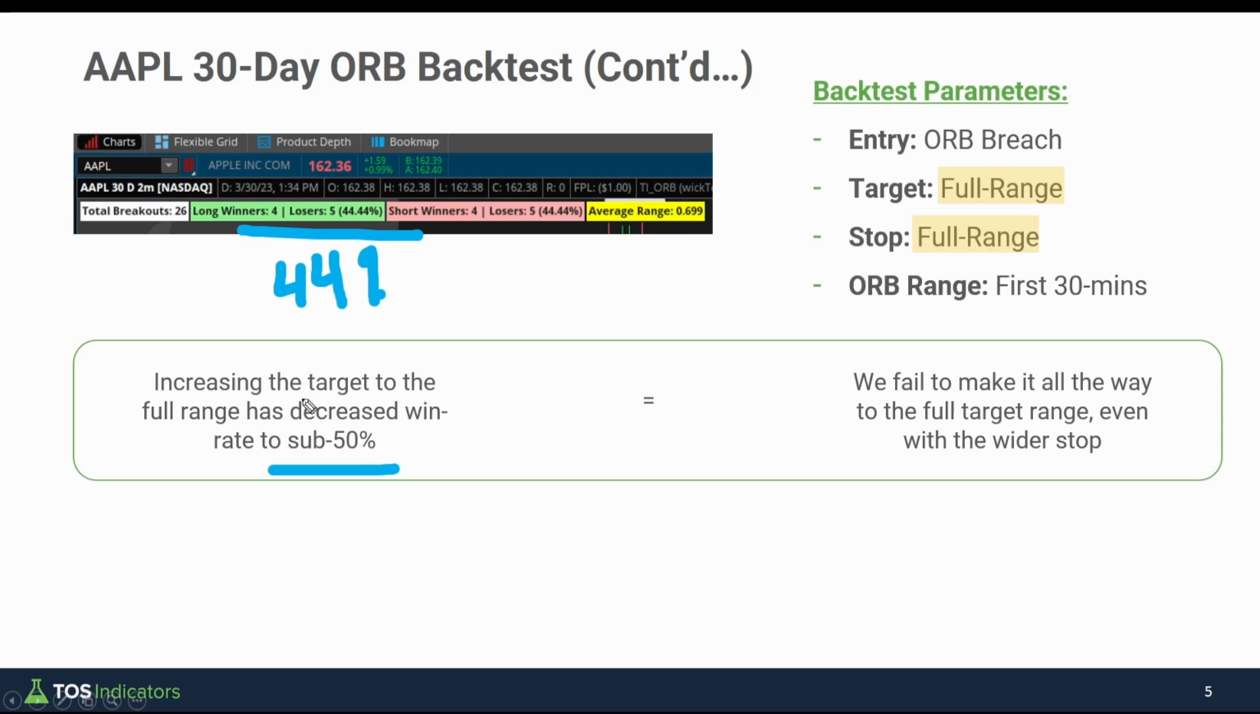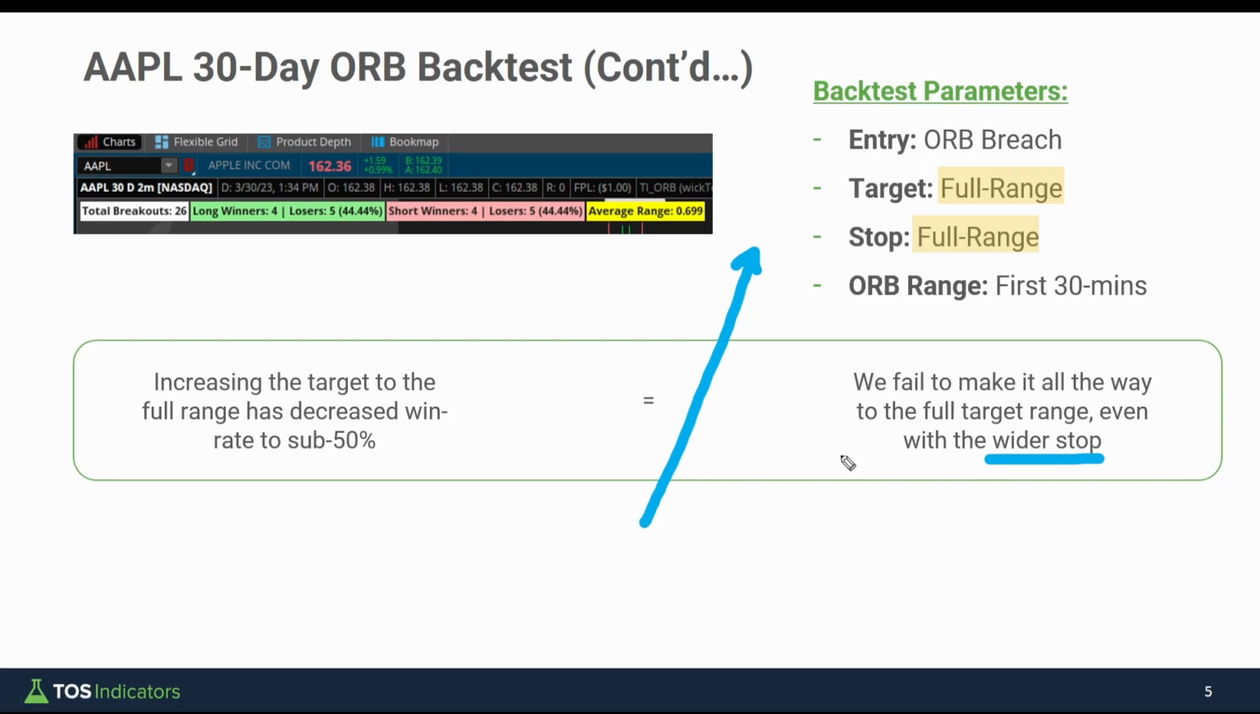So we can conclude that increasing the target from that half range to a full range target, trying to be a little greedier in how much we can get, decreases the overall win rate to below 50%. That tells us, if we were to deduce that back to our trade plan, that we failed to make it all the way back to the full range target, even though we've given it a wider stop. The half range is where the ORB inside of Apple tends to more or less exhaust, and by waiting for that pullback, you're able to skew the risk to reward in your favor.